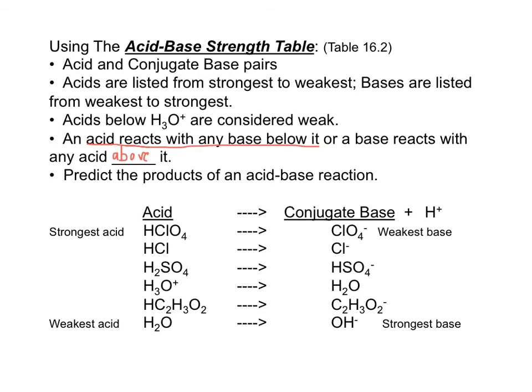This table lists acids from strongest to weakest. Note that a strong acid has a weak conjugate base. A strong acid wants to get rid of its proton, but its conjugate base doesn't want to take a proton back. A weak acid holds on tightly to its proton, but its conjugate base really wants to take a proton.